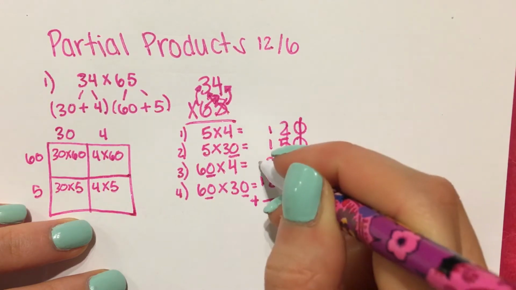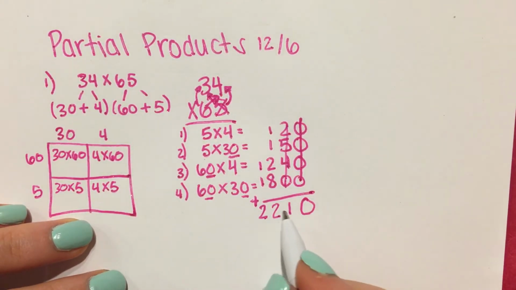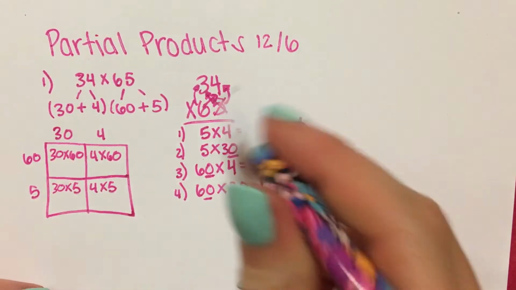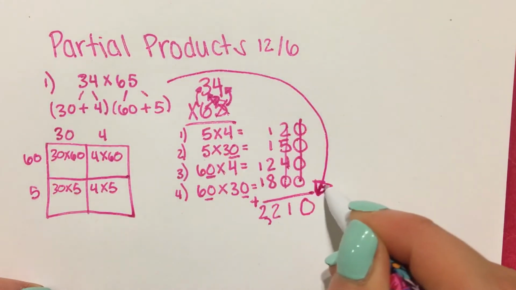Put your 2, carry your 1. 1 plus 1 is 2. Count to 3, 1, 2, 3, put your comma. I'm left with 2,210, so that is my product.